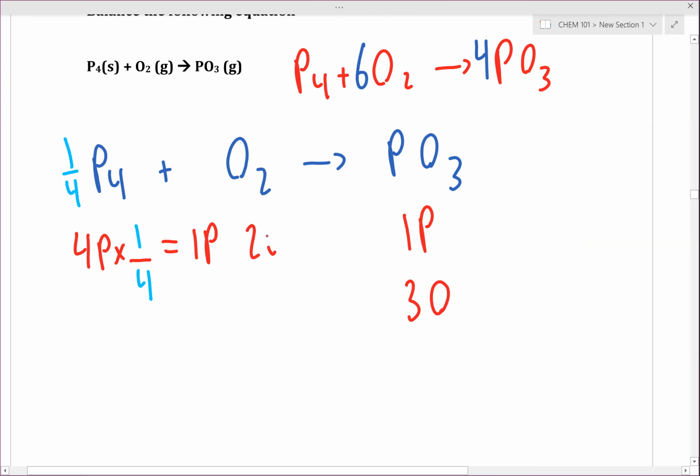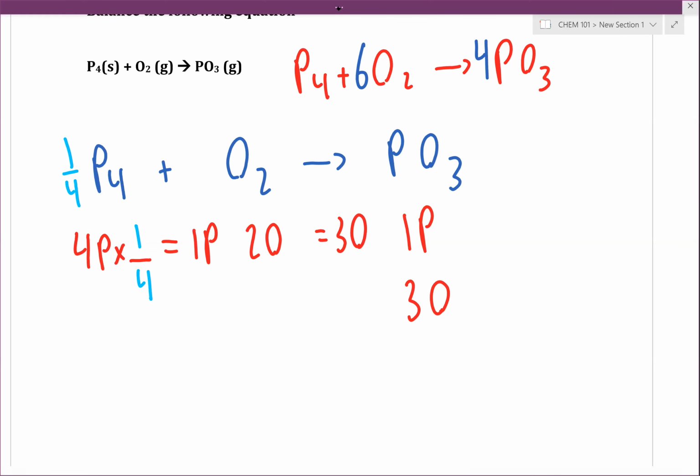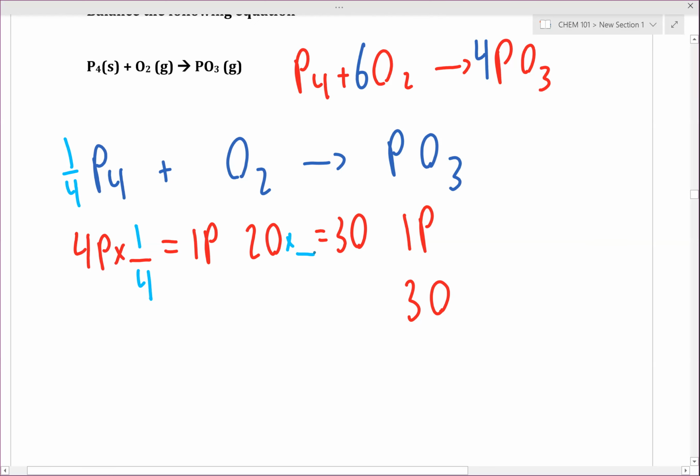We have 2 oxygens on the left, but our end goal is 3 oxygens. So let's try to guess a fraction. What times 2 would give us 3? 3 halves. And as a shortcut for this, you put what you want on top, which is 3, and you put what you have on the bottom, which is 2. So we get a coefficient of 3 halves, 3/2.